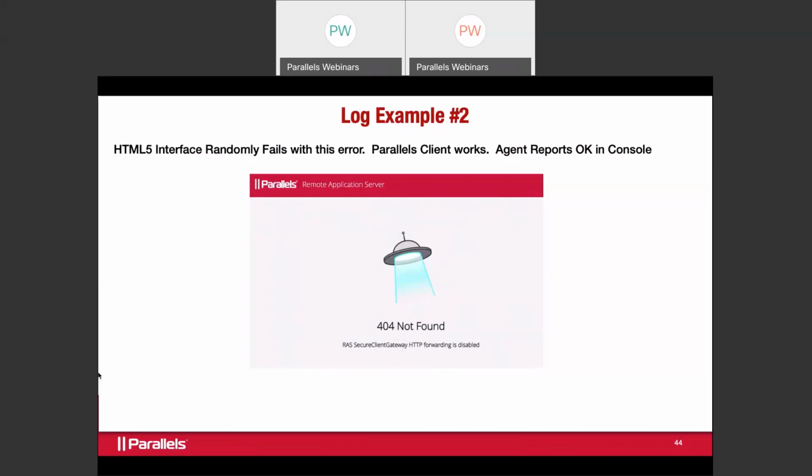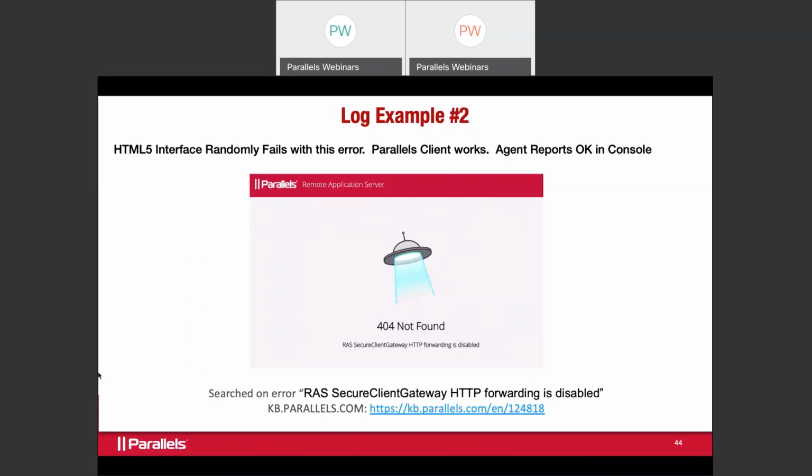But I hadn't done that, right? It was still at the defaults. It's an internal lab. I wasn't going through anything too funky. But I was getting this where sometimes it would work and sometimes it wouldn't. And the agents all reported okay in the console. So I took a little bit of a shortcut on this one. I actually grabbed that error at the bottom. 404 not found is not helpful, but RAS secure client gateway HTTP forwarding is disabled.